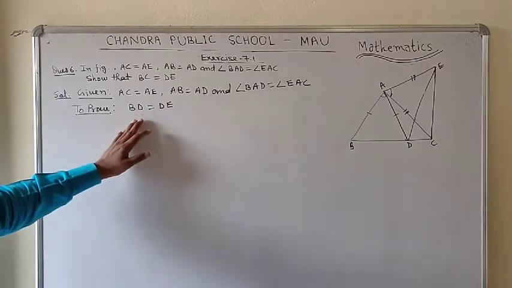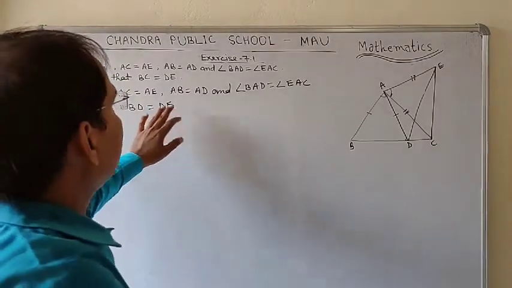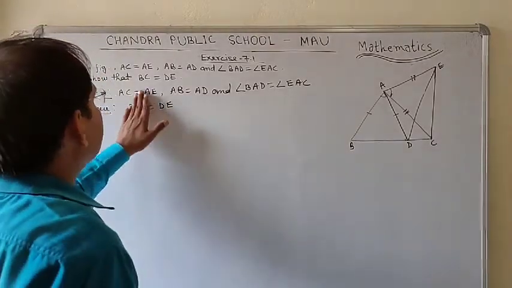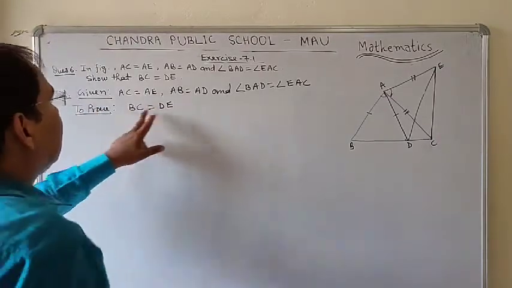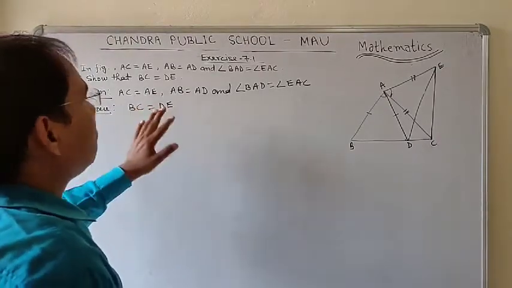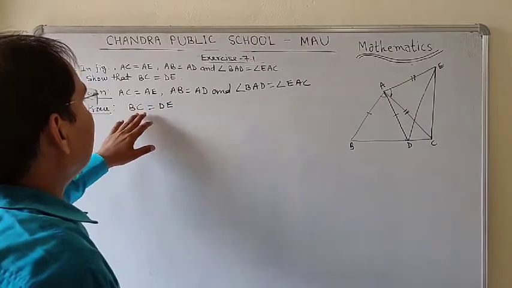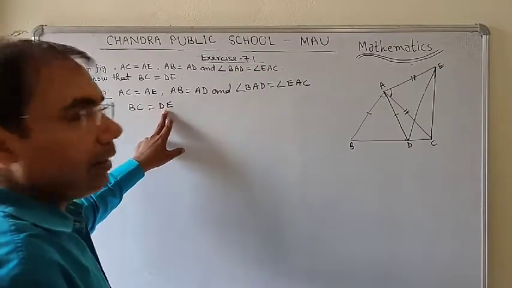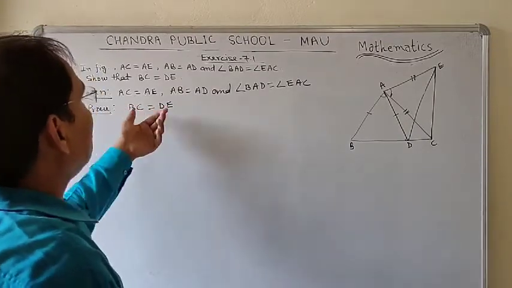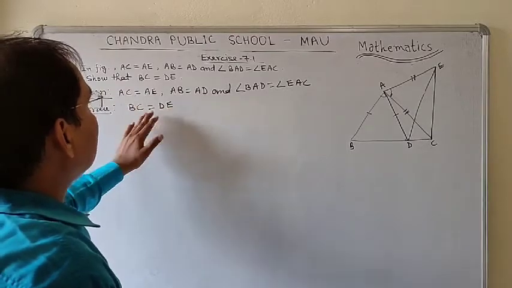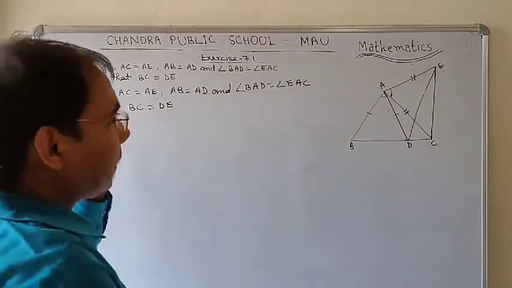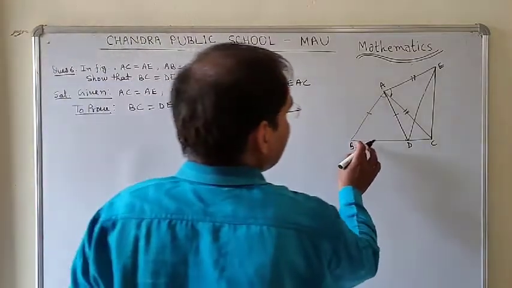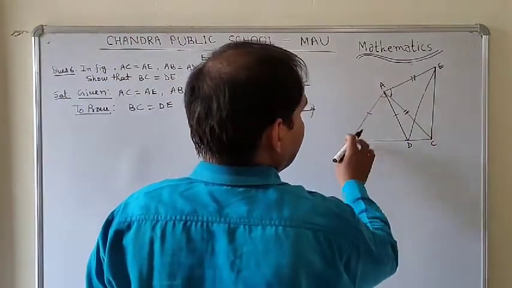It is not given directly that you need to prove congruency, but to prove BC equals DE, you need to search for triangles. In one triangle you need to get BC, and in the second triangle you need to get DE. If you are able to prove both triangles are congruent, then BC equals DE by CPCT. So for BC, you need to take triangle ABC.